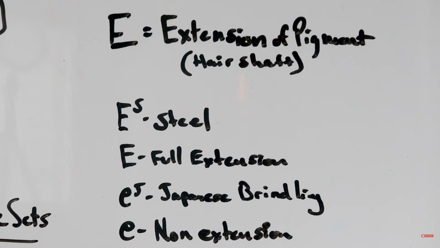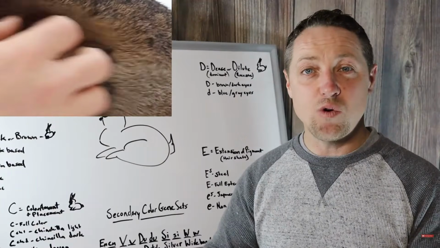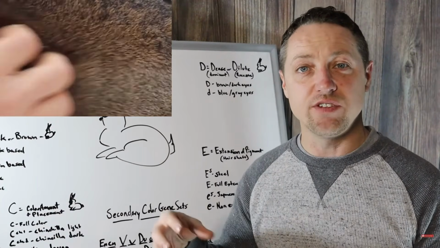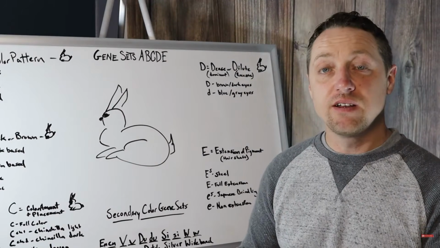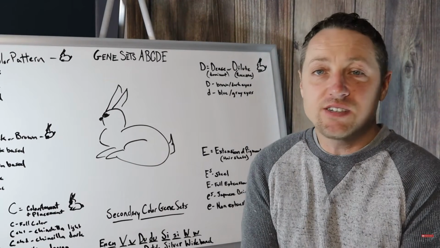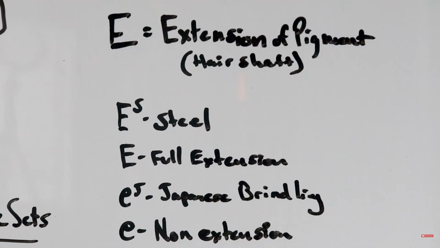The E series stands for extension. It's talking about how far up the shaft of the hair the color extends. And that's when you have full extension, or you have steel. That's the most dominant of the E series. But that's just the basics of how the fur changes.